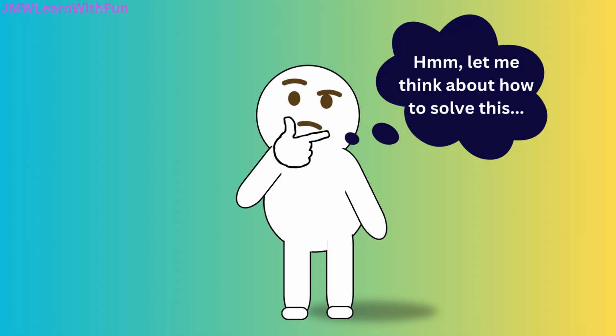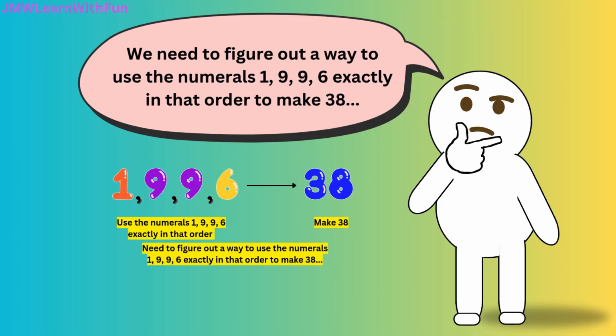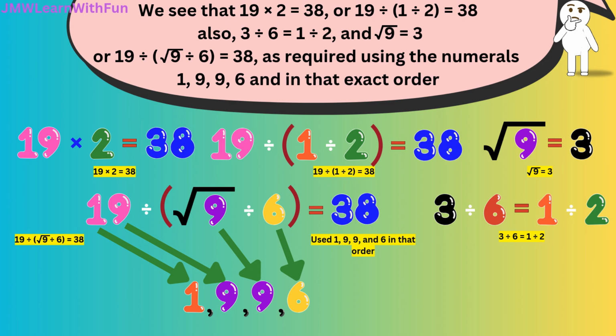Let me think about how to solve this. We need to figure out a way to use the numerals 1996 exactly in that order to make 38. We see that 19 multiplied by 2 equals 38, or 19 divided by (1 divided by 2) equals 38. Also, 3 divided by 6 equals 1 divided by 2, and the square root of 9 equals 3. Or 19 divided by (the square root of 9 divided by 6) equals 38, as required, using the numerals 1996 in that exact order.